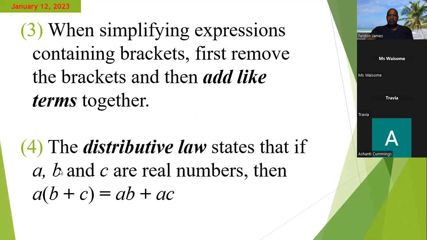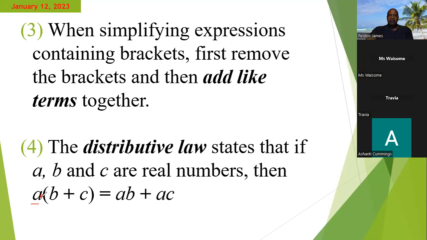All right, so the fourth rule is really the distributive law. The distributive law states that if A, B, and C are real numbers, then A bracket B plus C is equal to AB plus AC. So based on the distributive law, whatever you have outside, you multiply it, because remember, between the A and the bracket would be an invisible multiplication sign. So the operation here is multiplying.